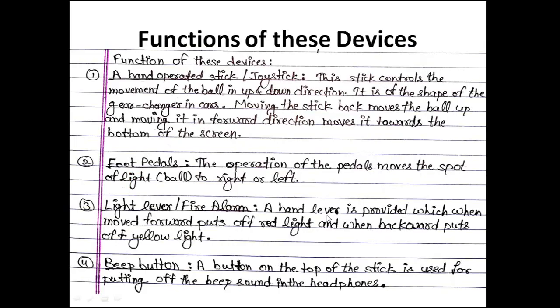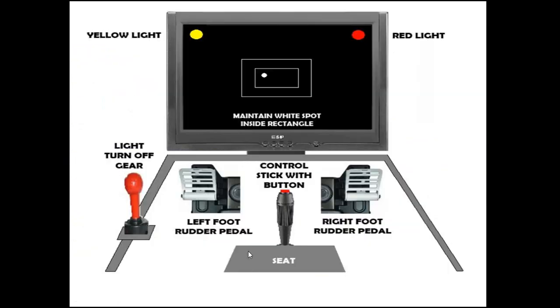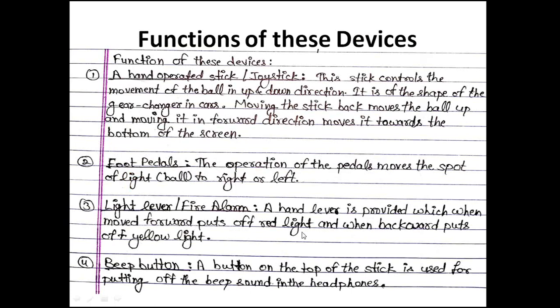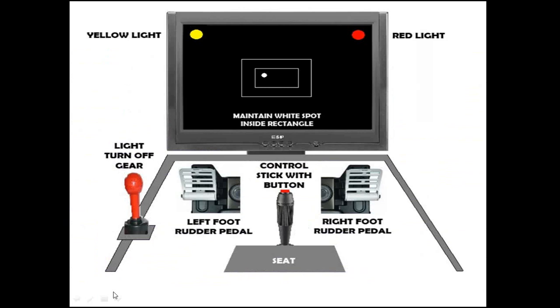Now light lever or fire alarm: a hand lever is provided which, when moved forward, puts off the red light, and when backward, puts off the yellow light. Here you can see this is the light turn off gear. When you move it forward, it puts off the red light, means the red light will be off, and when you move it backward, this yellow light will be off.